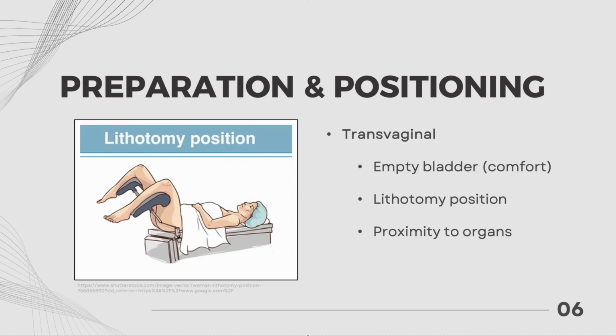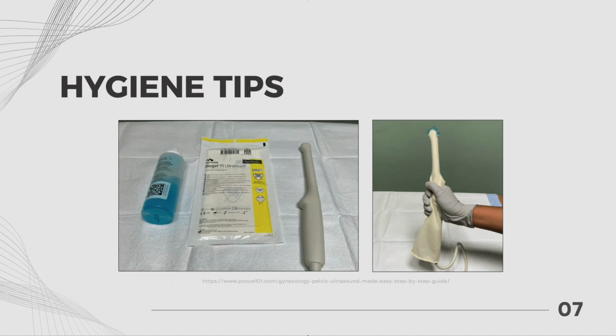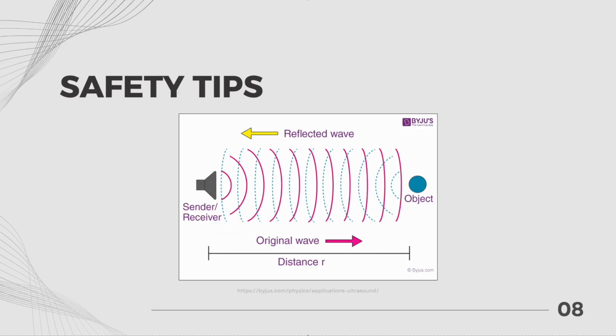For the transvaginal ultrasound, the patient must have an empty bladder for their comfort and must be positioned in the lithotomy position as shown here on the screen to allow close proximity to the pelvic organs and allow for optimal imaging. And of course, hygiene is very important, so sterile gel is applied to a disposable covering before assessing each patient using this probe. So before I go over the safety tips, it's important to understand how exactly ultrasounds work.